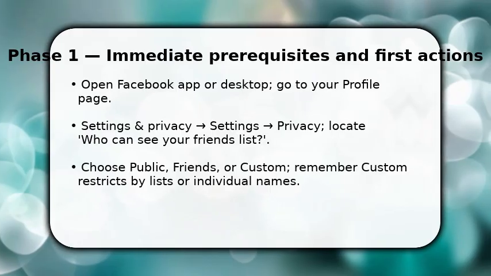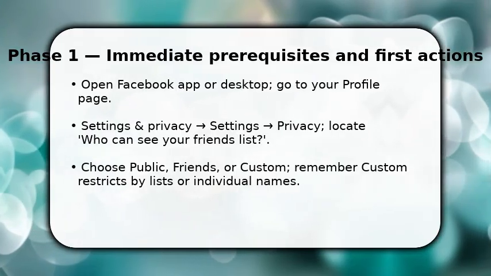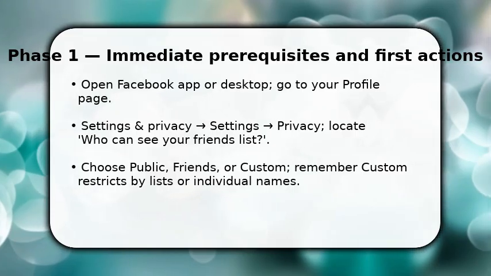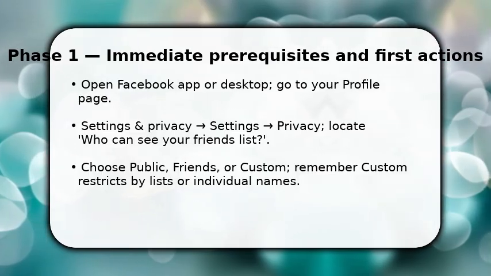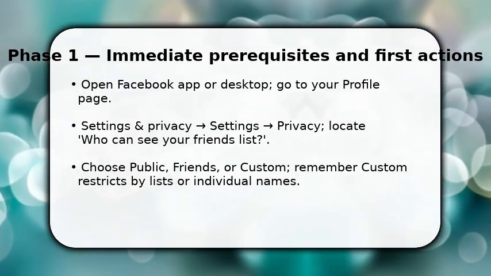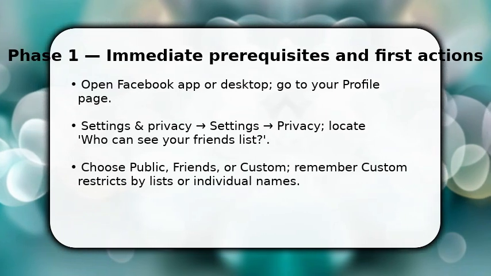Choose Public, Friends, or Custom. Pick Custom only if you want precise control, because it hides friends from everyone not selected. Make this change first. It directly controls the how and why of friend visibility across desktop and mobile.